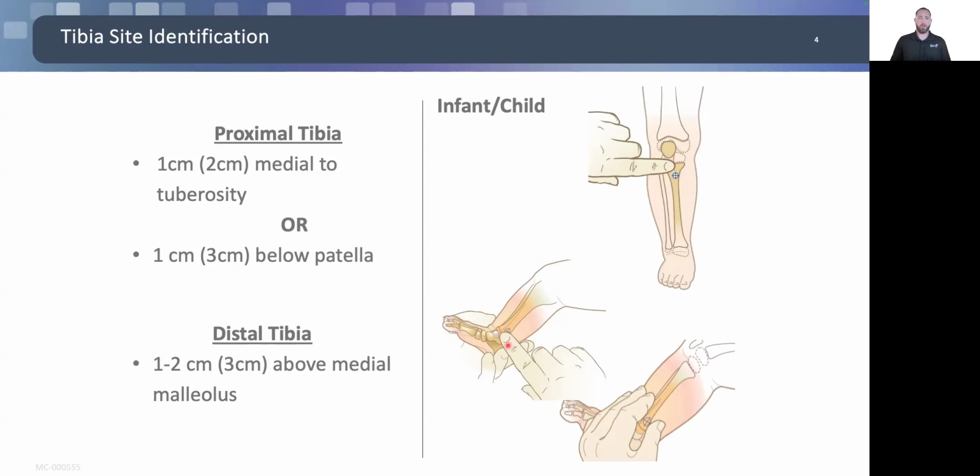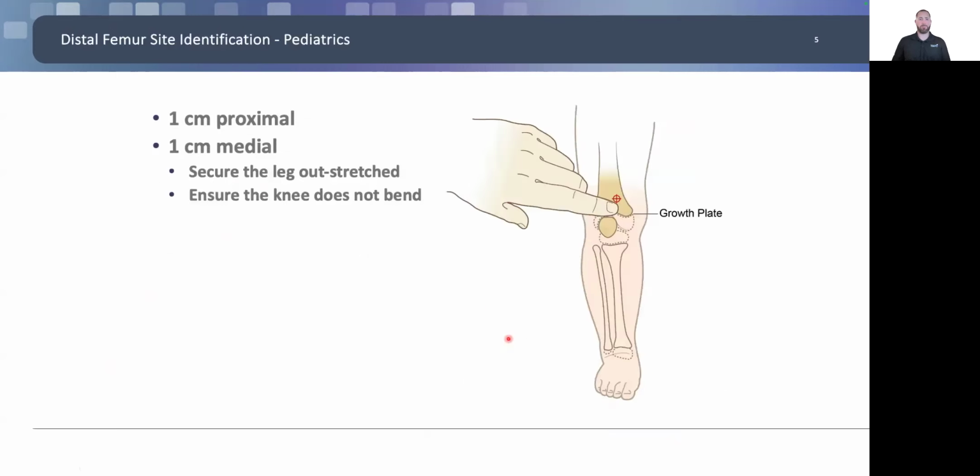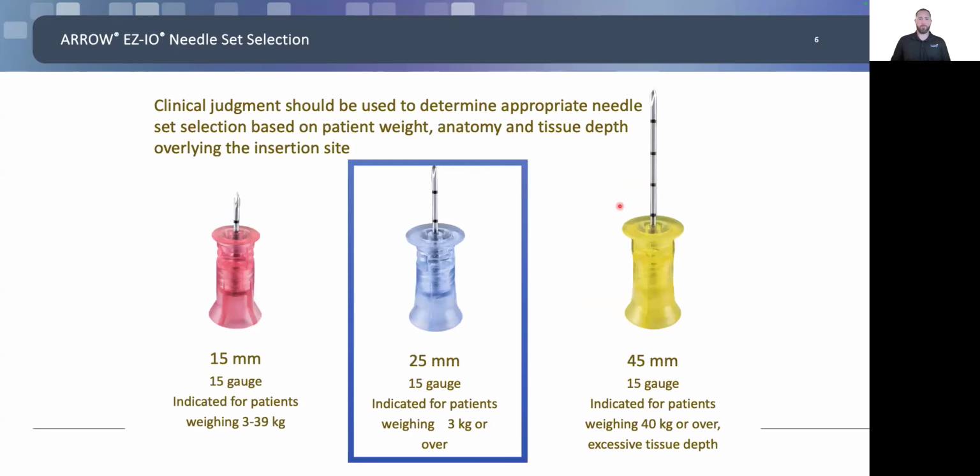On the distal portion of the tibia, we're staying again on that medial aspect, and we're just a few centimeters above the medial malleolus. The distal femur, you're going to stay again on the medial aspect. You'll go 1 centimeter proximal to the patella and 1 centimeter medial. And you can secure that leg as it's outstretched.